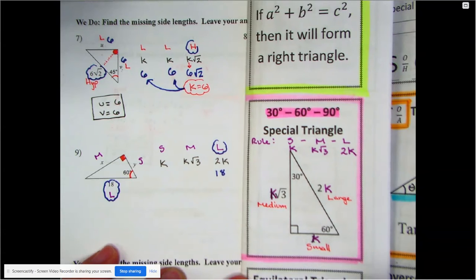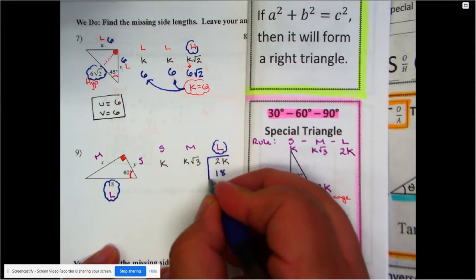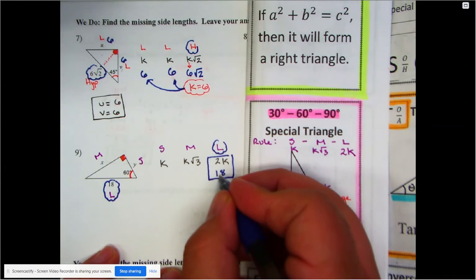This is the only time, right? This is why it's a rule. It's the only time that I would use these two. Notice K is not 18. That would be wrong.